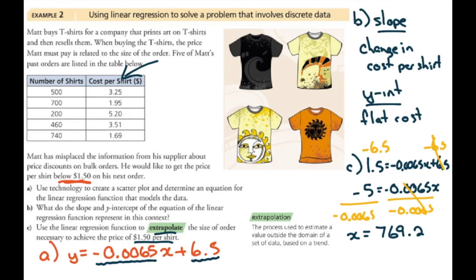We need to think about this a little bit. If this was just standard math, we would round it down to 769. But because of the situation where the more shirts he orders, the less it costs, if he doesn't hit $1.50 per shirt until 769.2 shirts, it means if he orders 769, he hasn't got the cost all the way down to $1.50. It won't be $1.51, but it'll be $1.50 point something. So he would need to order 770 shirts to get below $1.50.